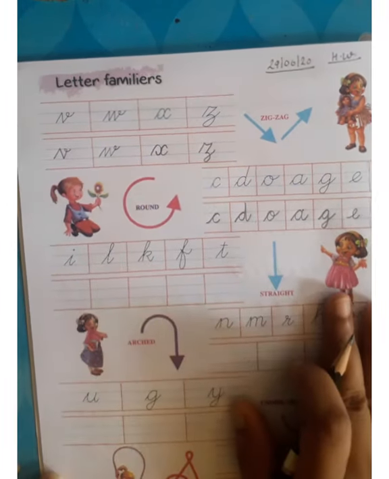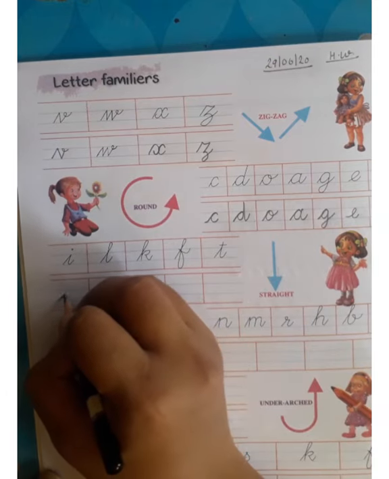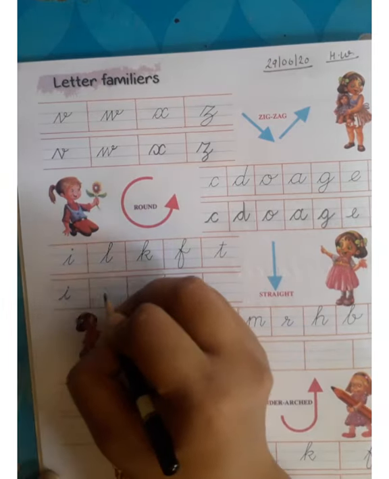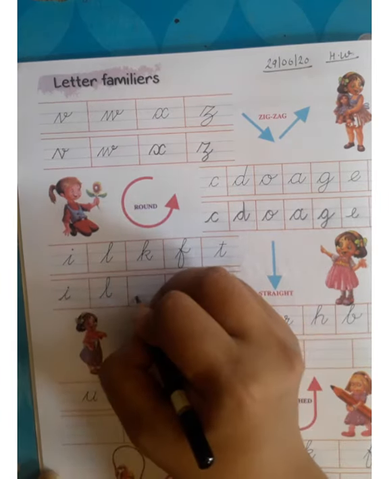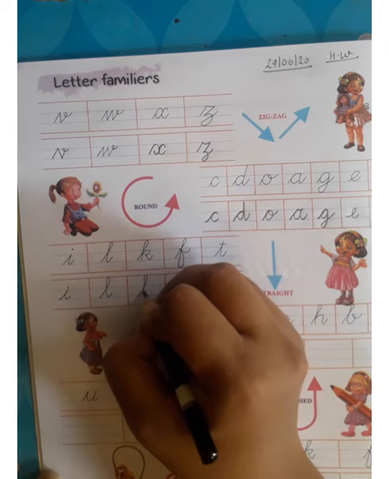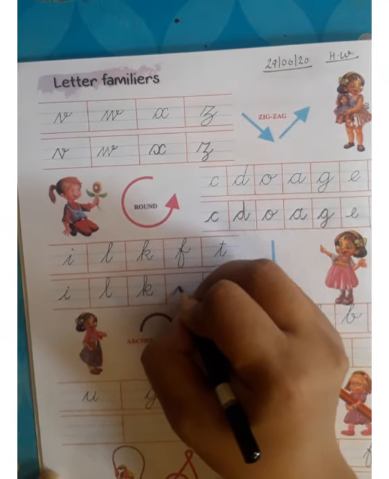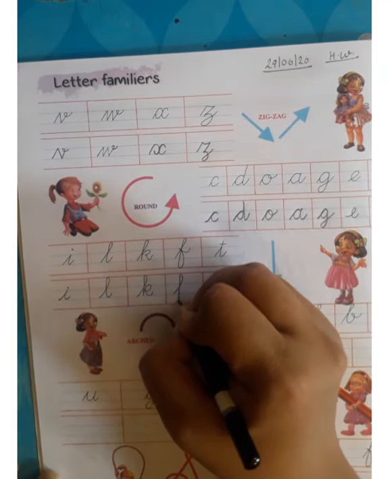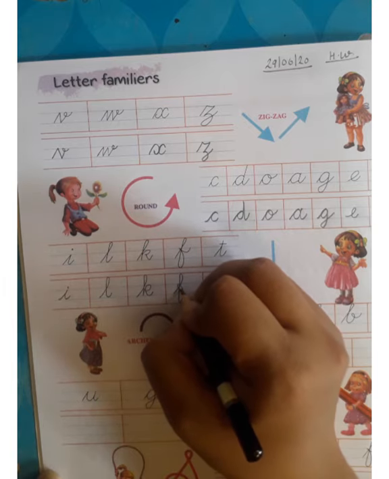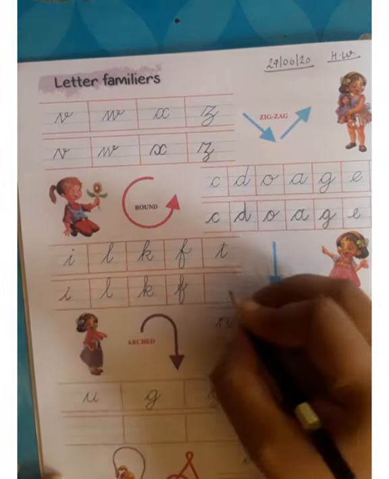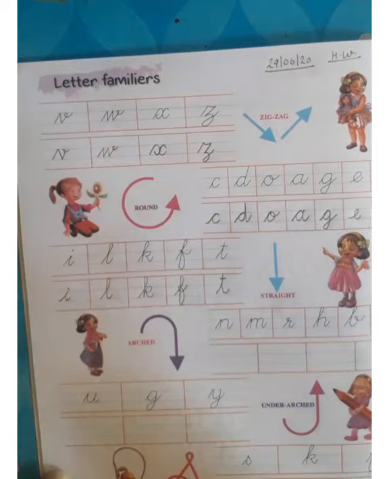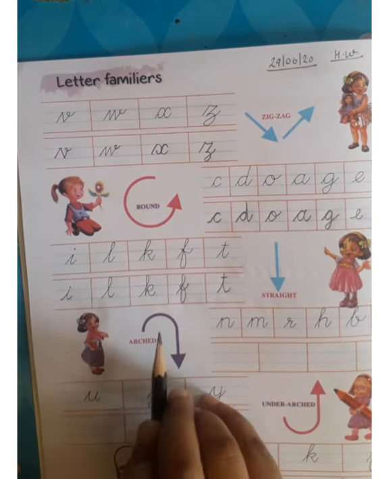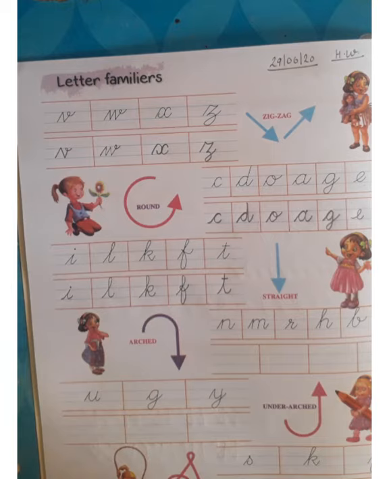Okay. Next, I, we will make I in two lines. L in three lines. K in three lines, and F in four lines, and last T in three lines. These letters are all similar, and these letters will be made in a straight line.